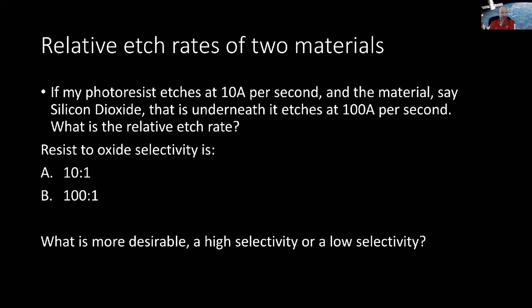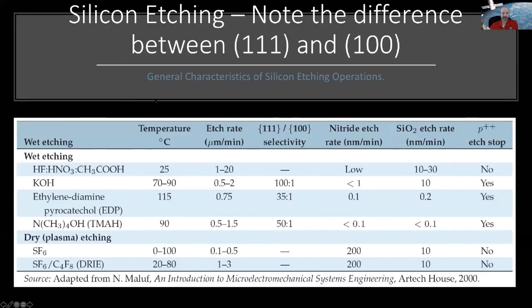I don't want to etch the resist. I want it to hang around as much as possible. So it's a 10-to-1 ratio. Okay, so most of you got it right. And what do you want? Typically, you want a higher selectivity, right? That's what that means. So it's the higher selectivity that's important. And you'll have some homework questions around that.